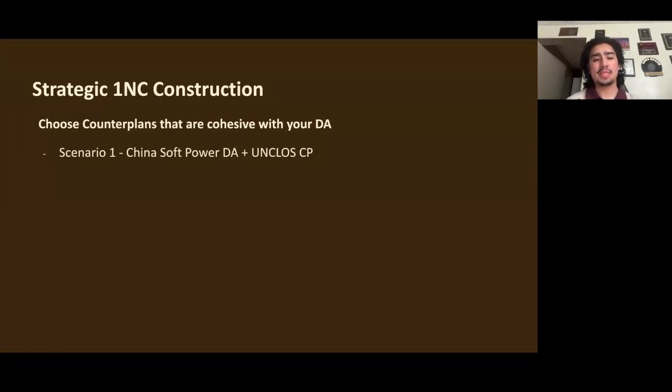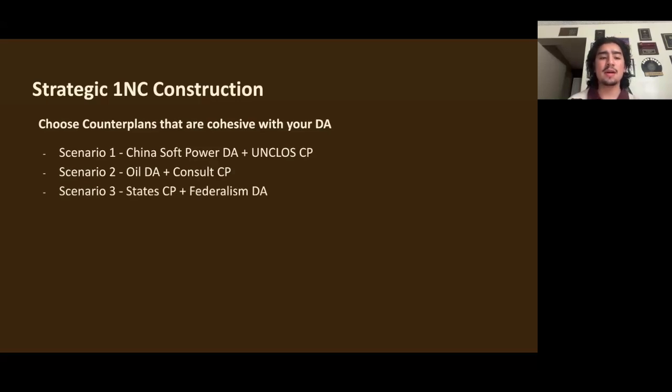So, for example, scenario one is the China soft power disad plus unclosed counterplan. This feels safe because the negative in an unclosed counterplan file probably has arguments that say they increase Chinese soft power or somehow avoid it, right? Scenario two, the oil disad and the consult counterplan for this topic with the JV file set, that's fine.